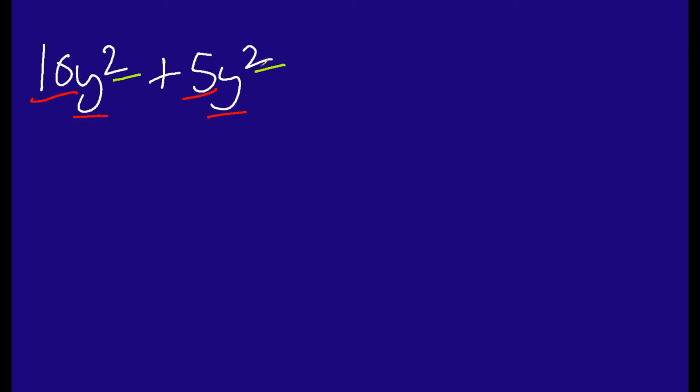So we got 10y squared plus 5y squared. This is an example of a polynomial. Basically what you have is a combination of things we call a constant, which is the 10, or the 5 in this case, and some sort of a variable, which in this case is y, and a degree. In our particular example here, the degree is 2. In other words, y squared is what is happening here.